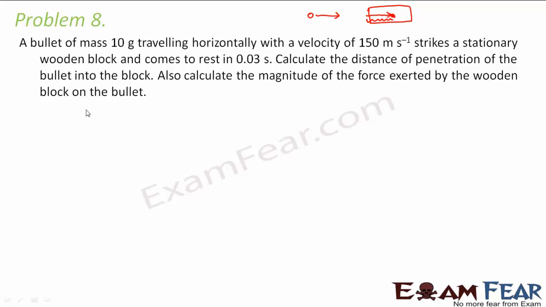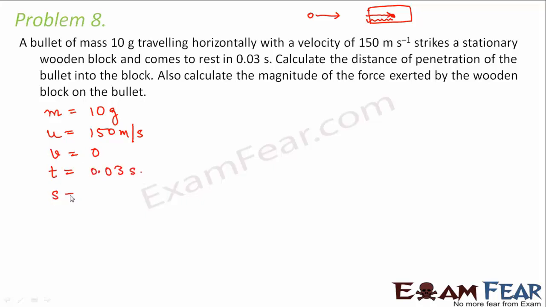So now what are the values that are given here? Mass is given as 10 grams. Initial velocity is 150 meter per second. Final velocity is equal to 0 because it finally comes to rest. Time involved is 0.03 seconds. So we have to calculate the distance covered, that is S, right? And we also have to calculate the magnitude of force exerted by the wooden block on the bullet. So we have to calculate force also.